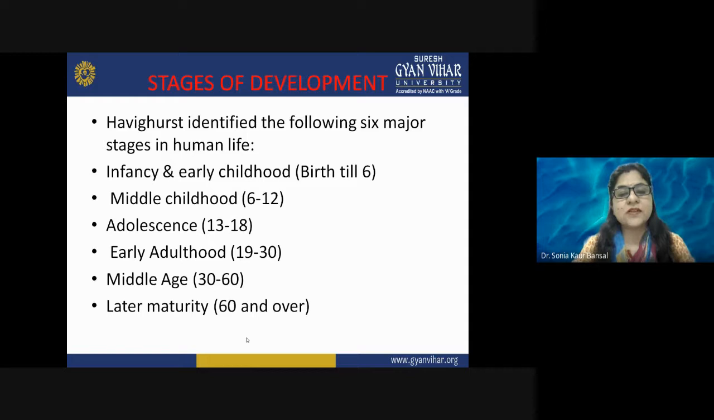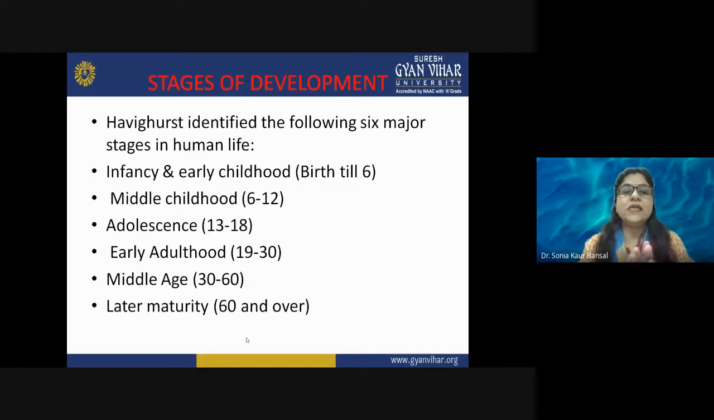Then the third stage is related to adolescence, from 13 years to 18 years. Then next, early adulthood, 19 years to 30 years. Then middle age, 30 years to 60 years. So then the last stage is later maturity, 60 and over.